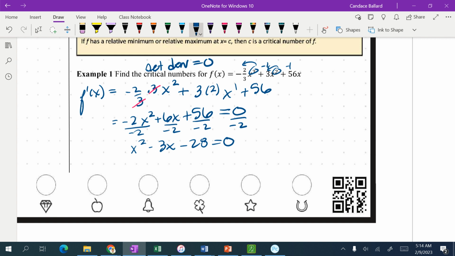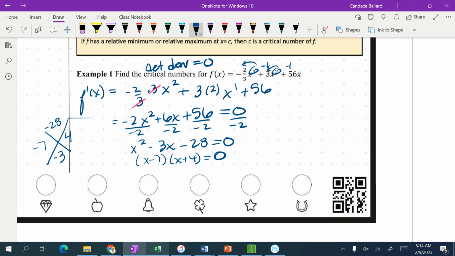Now, we've got a trinomial. We know when we've got a trinomial, we need to get out our magic x. I know it's been a while since we've done one of those, but I know you all know how to do it. So we need two numbers that multiply to negative 28 and add to negative 3. So that would be negative 7 and 4. Then we write it as x minus 7 times x plus 4 equals 0.